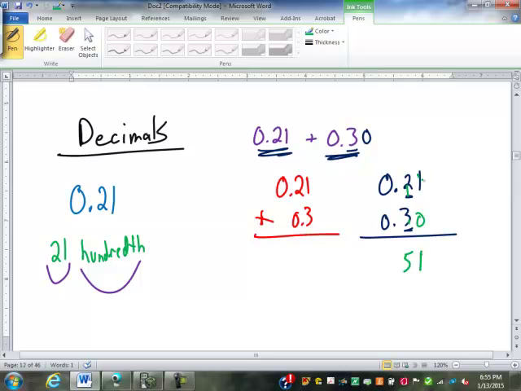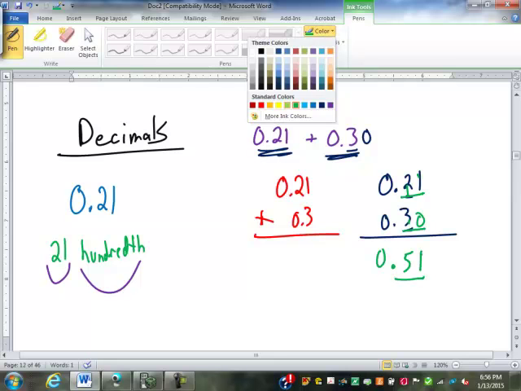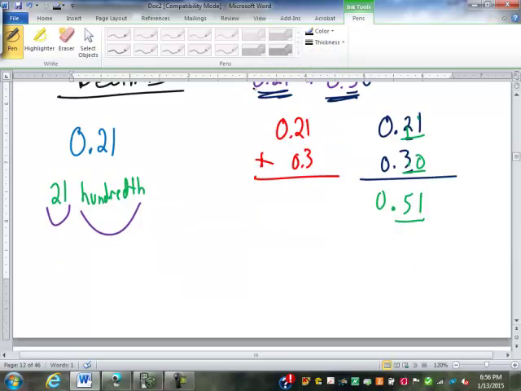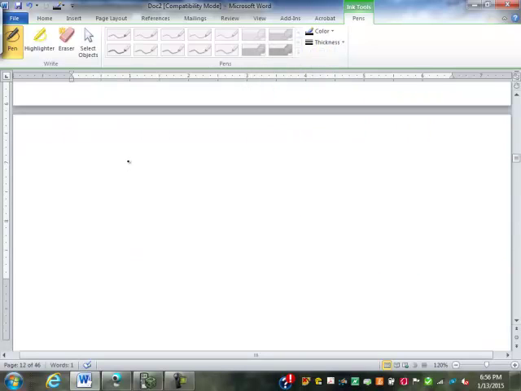What do we do with the decimal point? It comes straight down. Again, when we add numbers, we keep the same name. 21 hundredths plus 30 hundredths better be 51 hundredths. If we're subtracting, it follows the same pattern.